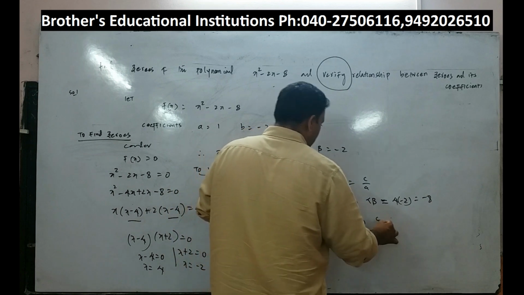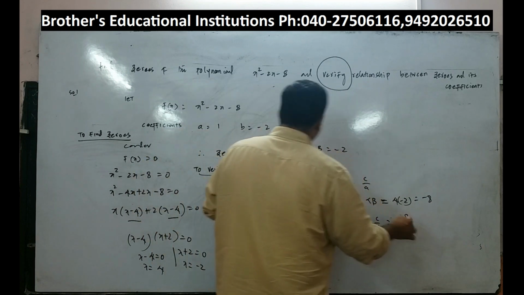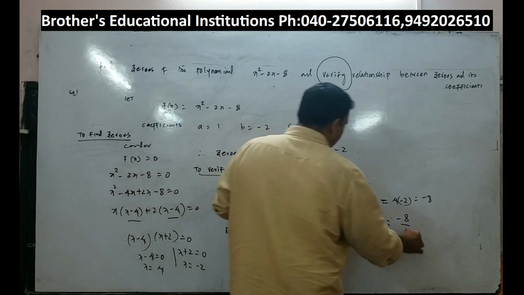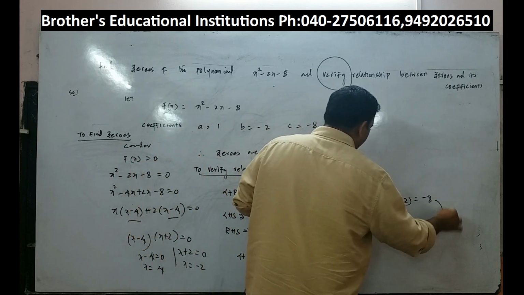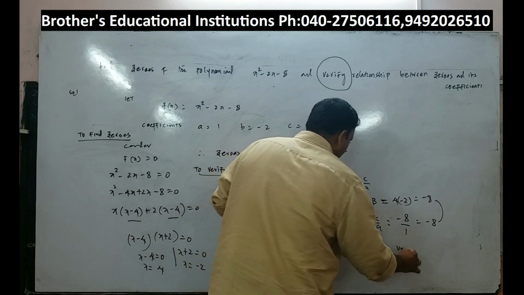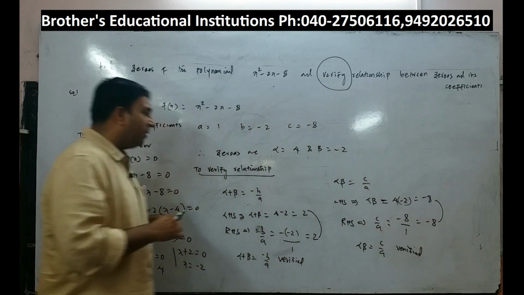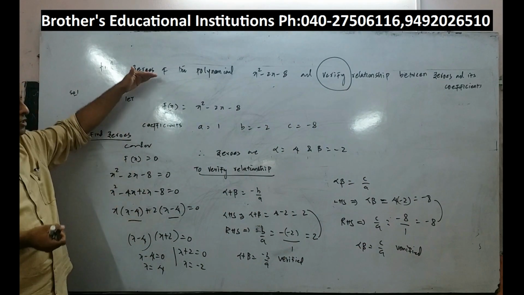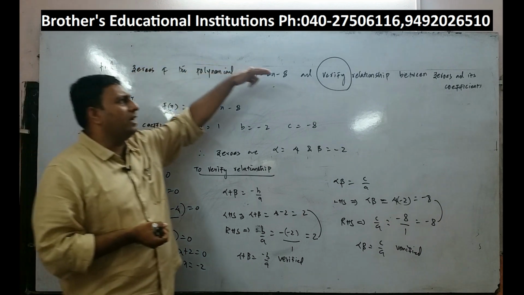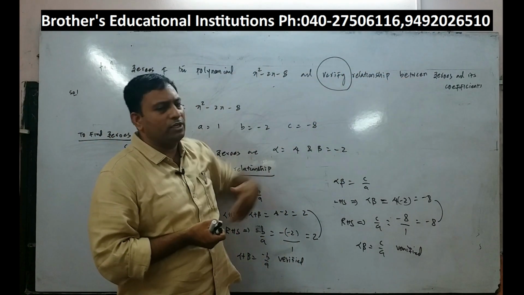Now I will go with RHS. What is RHS? c by a. What is the c value? Minus 8. By what is the a value? 1. Minus 8 by 1 is equal to what? Minus 8. Don't you feel both values are the same? So alpha beta is equal to c by a. Verified. Are you able to follow? So we have done this problem. Two things are involved: finding the zeros of a polynomial, and second, verifying the relationship between the zeros and the coefficients of a polynomial.